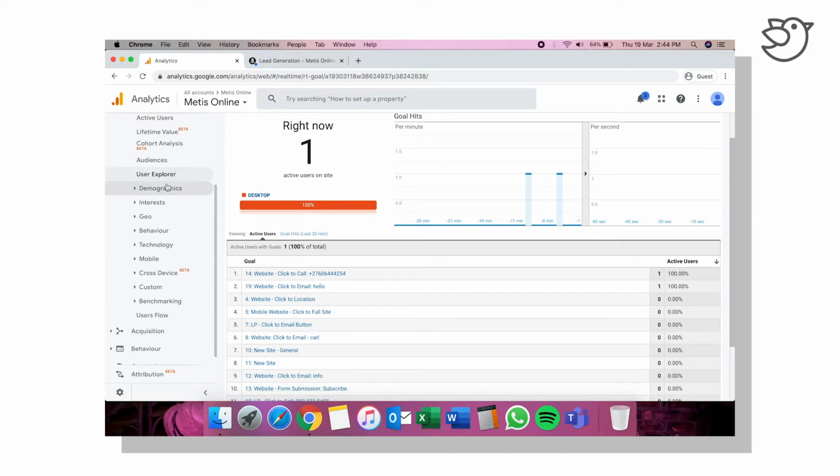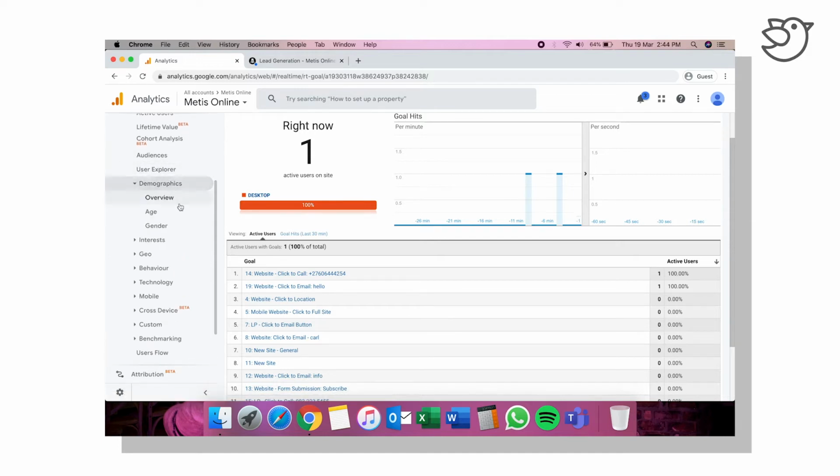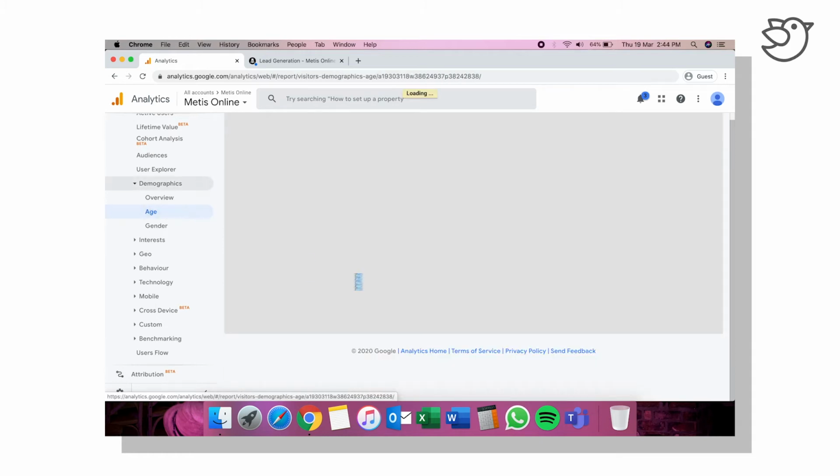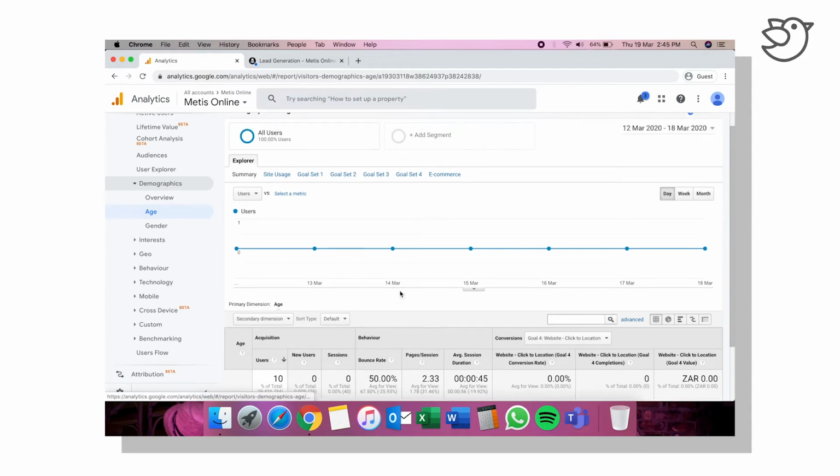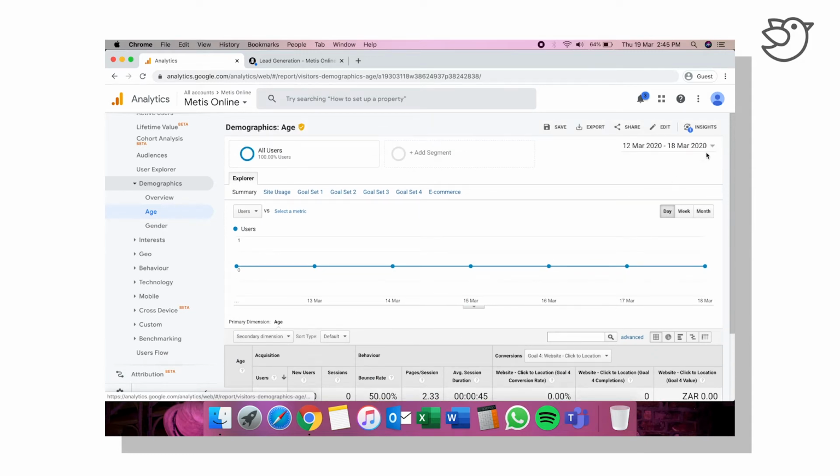The first place I like to go down to is the demographics, and what you can see here is there's age and gender. So Google Analytics takes a look at your users and their behavior, and with that it essentially comes up with an assumption of what that person's age and gender is. It's actually quite a cool trick on Google where you can go take a look at what Google thinks you are and see if they actually get it right.